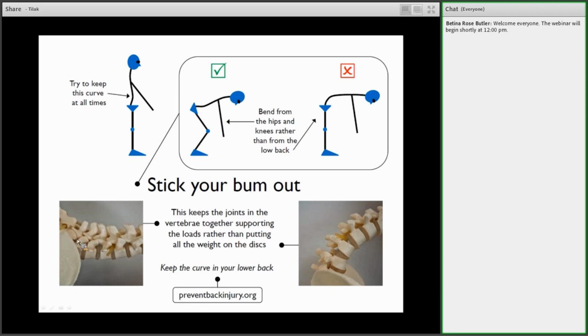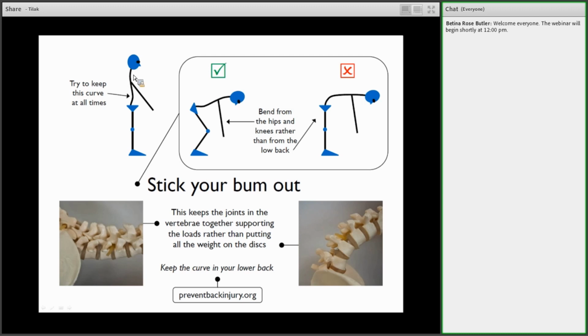If you can bend this way, you keep the facet joints in your spine locked together, and it creates a much more solid unit. It makes your spine one solid unit that can withstand much higher forces without the risk of damage. Compared to if you flex your spine, your facet joints separate, you end up concentrating loads on the intervertebral discs, and you are at higher risk of some sort of injury. So we want to teach people to think about bending this way instead of this way.